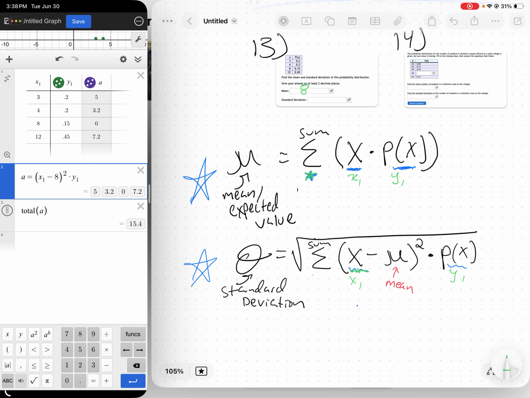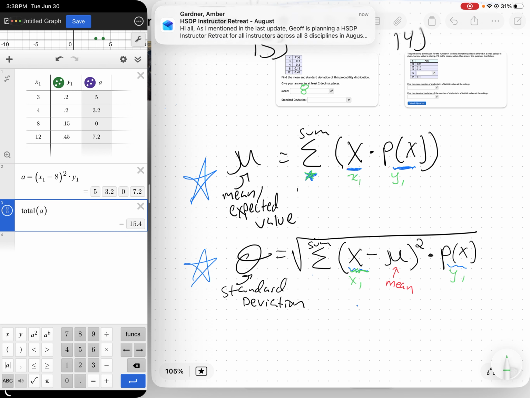Now Desmos does all of that. For each individual possible x, it subtracts the mean, squares it, and multiplies it by its probability. Takes number 4, subtracts 8, squares it, multiplies it by its probability. It does that for every single row, and then it already added it up.